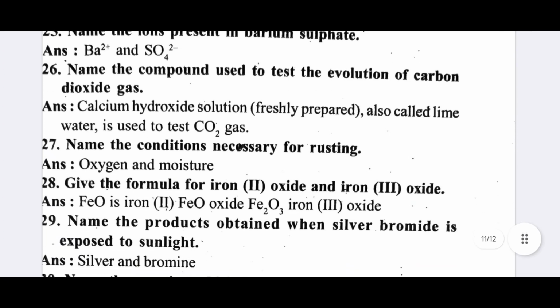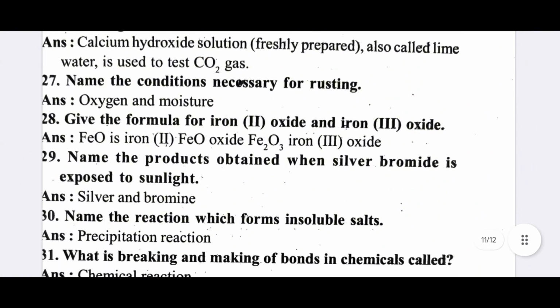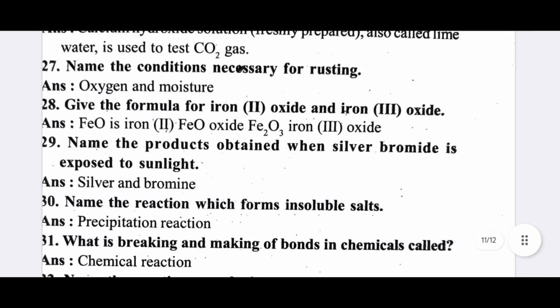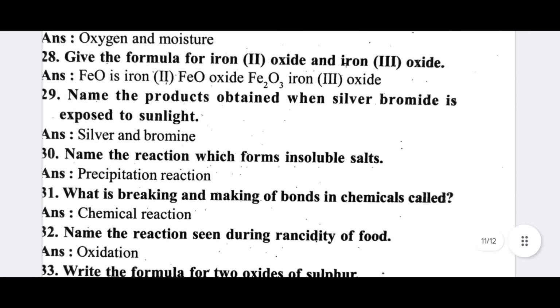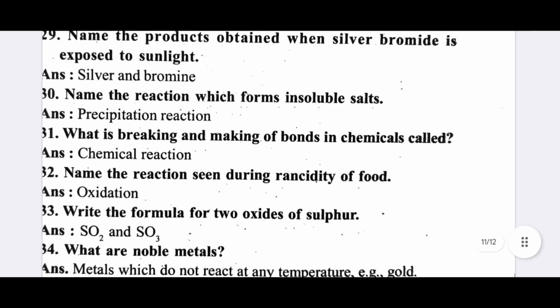Name the products obtained when silver bromide is exposed to sunlight: silver and bromine. Name the reaction which forms an insoluble salt: precipitation reaction. What is the breaking and making of bonds called? Chemical reaction. Name the reaction during rancidity of food: oxidation. Write the formula for oxides of sulfur: SO2 and SO3.